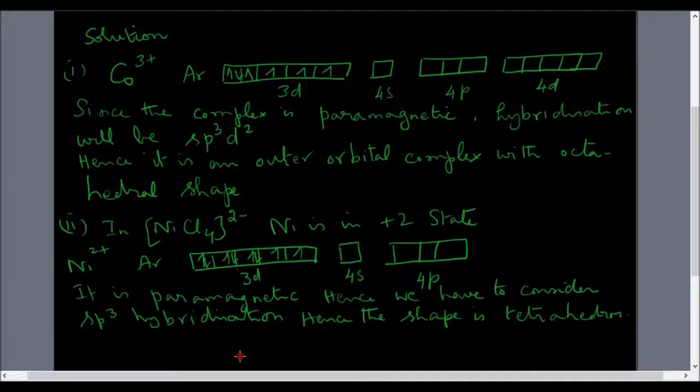In the second question, the given ion is tetrachloronickelate 2 minus. So first we write the configuration of the Ni2+ ion in this, and since it is paramagnetic, we should leave the unpaired electrons, and so the orbitals that are to be taken for hybridization are 4s and three 4p, sp3 hybridization. When it is sp3 hybridization, obviously the shape is tetrahedral. So you arrive at the geometry this way.